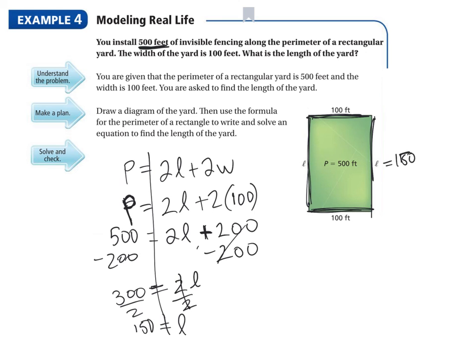Okay, and what's cool is we could easily check ourselves because we've got 2 times 150, which is 300. 300 plus 200 is 500, and that's what we wanted because there's our perimeter. All right, see you guys next time.